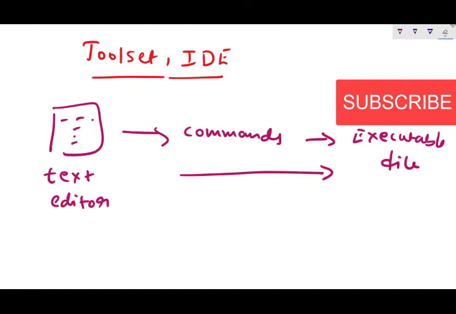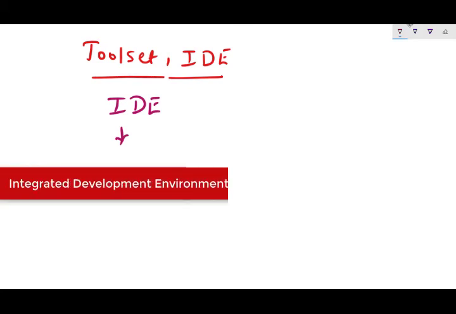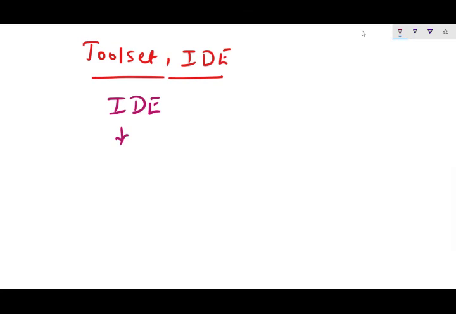Now, what if we have a software which will help us to write the code, which will help us to manage the code, which will help us to run the code, and also which will help us to find the errors and solve them? A software is available, and it is called IDE, which stands for Integrated Development Environment. It provides the facilities for the programmers to develop the softwares.